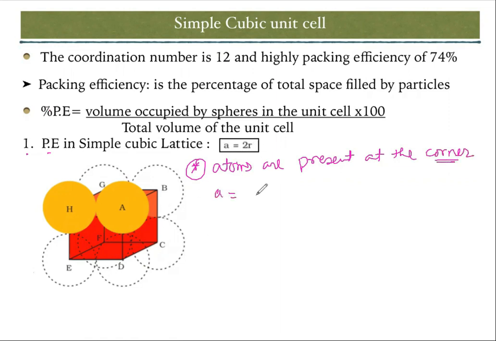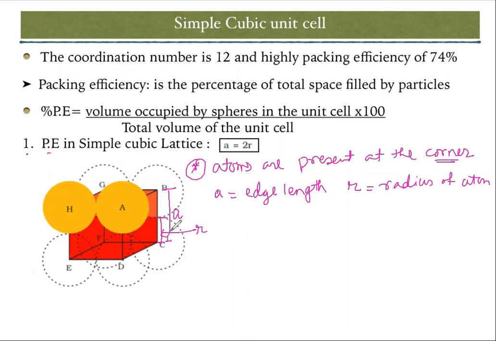A is the edge length and R is the radius of the atom. I think this is clear. So the edge length is nothing but the distance between B and C, so this is total A. And what is the radius? As we see, in the simple cubic cell, a total of 8 atoms are there. So the radius will be this length, which is nothing but your R.